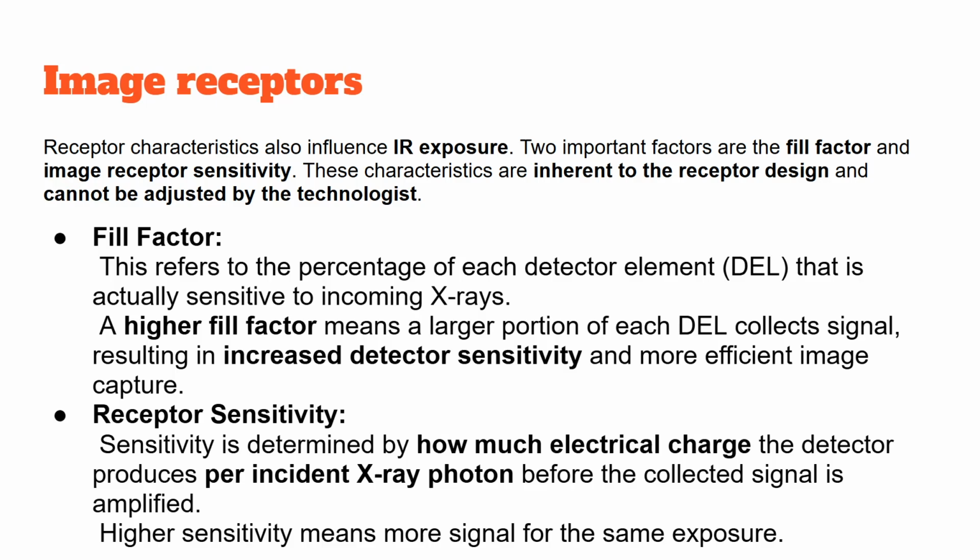Receptor sensitivity. Sensitivity is determined by how much electrical charge the detector produces per incident X-ray photon before the collected signal is amplified. Higher sensitivity means more signal for the same exposure.